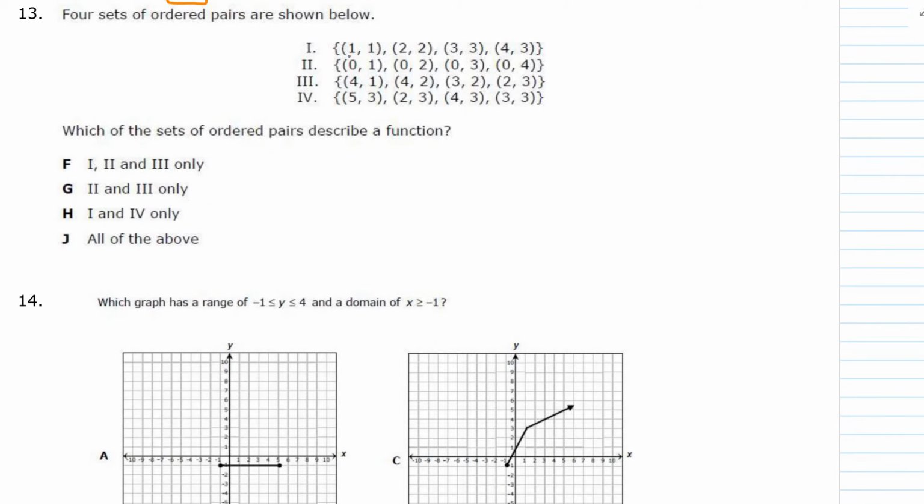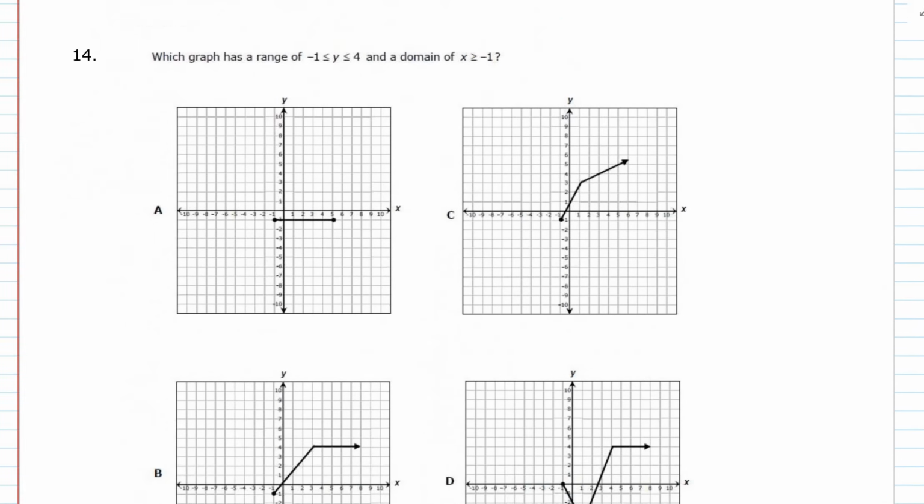4 sets of ordered pairs are shown below. Which is a function? We're going to compare our x's again. None of those repeat, so 1 is a function. We already see 2 zeros repeat. 2 is not a function. 2 4's repeat. It's not a function. 5, 2, 4, 3. That is a function. So we're looking for 1 and 4. 2 and 3 are not. 1 and 4 only. The answer is H.